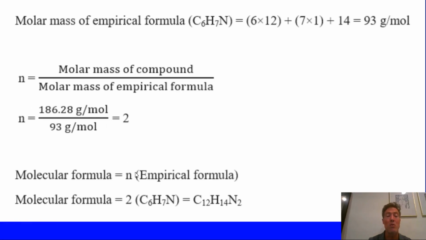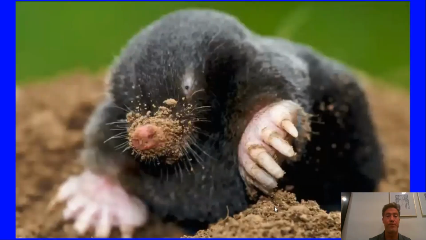If this ratio is 2, we multiply the whole thing by 2. This 2 becomes our coefficient. We distribute this like math across all 3 of our terms. So 2 C6s for a total of C12. 2 H7s for a total of H14. 2 N's for a total of N2. And that is how you do it.